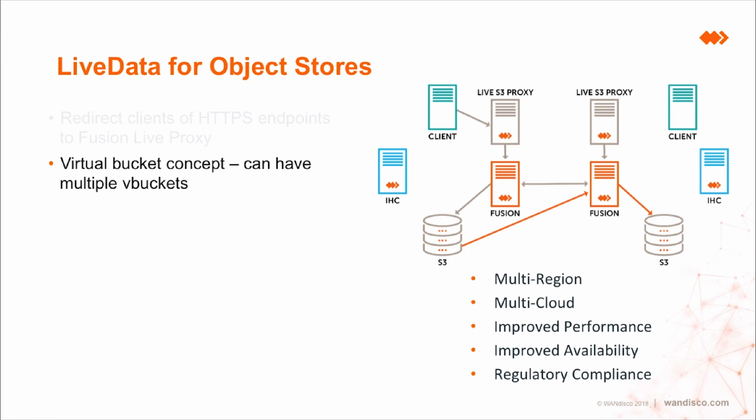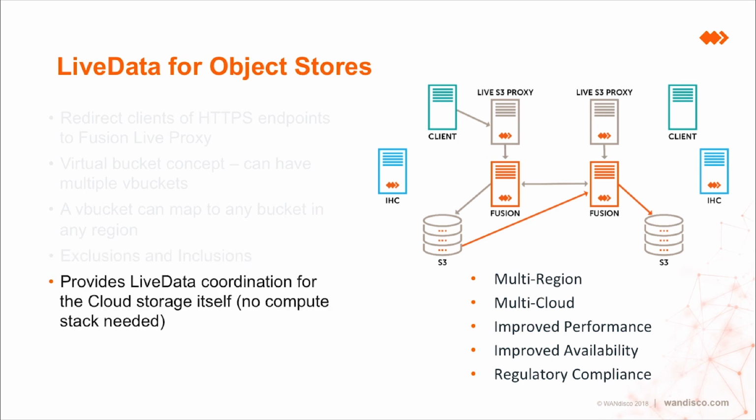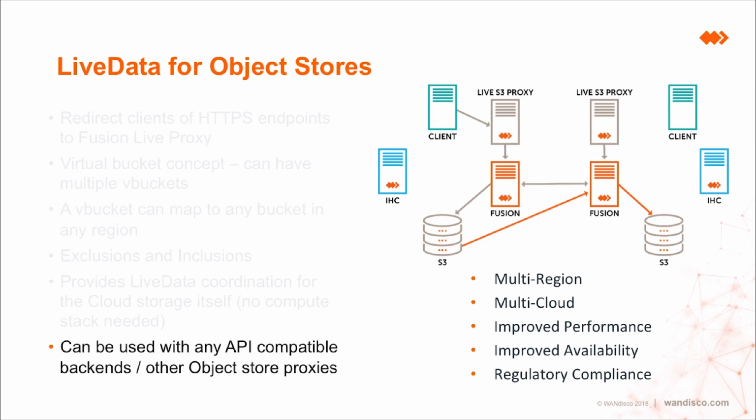There's a virtual bucket concept that is implemented by WANdisco Fusion, where you could have multiple virtual buckets, meaning that a virtual bucket here for this S3 compatible storage will tie to this virtual bucket for S3, and it can be configured for as many buckets on each side as needed. A virtual bucket can map to any bucket in any region, and there are exclusion and inclusion rules to limit what gets replicated and is available for replication. It provides live data coordination for the object cloud storage itself. No compute stack is needed, and it can be used with any API compatible with the backends, meaning in this example, any S3 compatible storage that has an API for it should be able to work with WANdisco Fusion live data for object stores. And in this example here, it's the live S3 proxy.